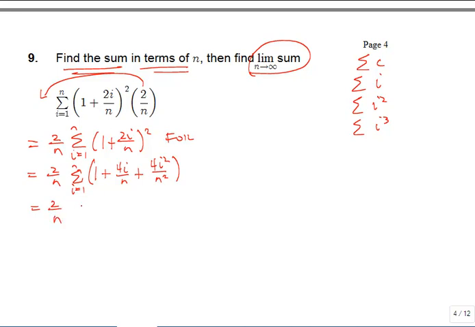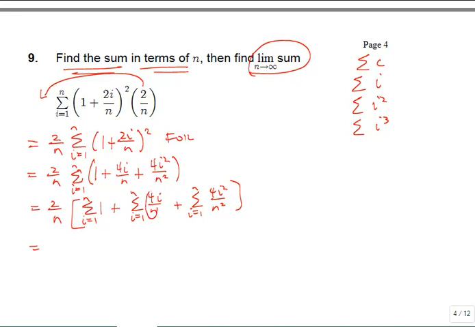I'm going to leave that 2 over n where it is, and then in brackets, I'm going to break up this sum of 3 terms into 3 different summation notations. So this first one will be the sum of just 1. This second one will be the sum of 4i over n. And the third one will be the sum of 4i squared over n squared.